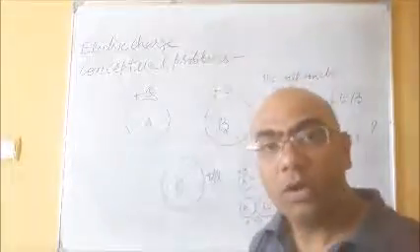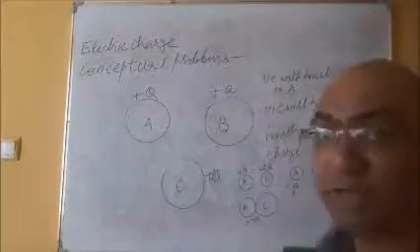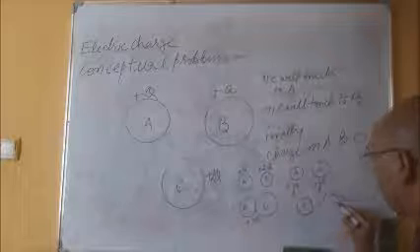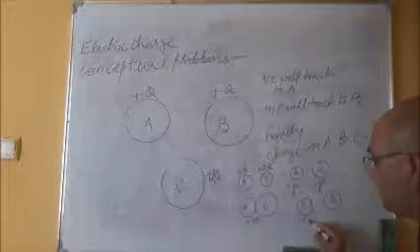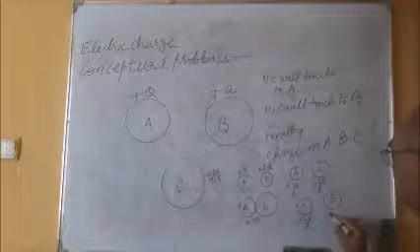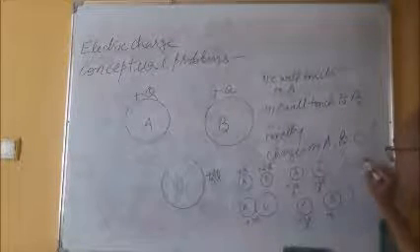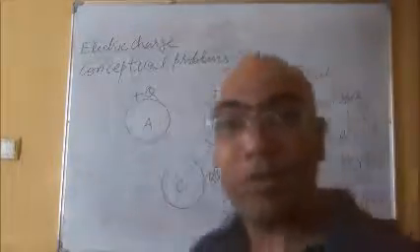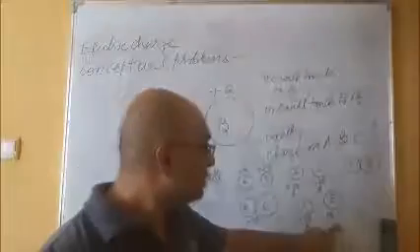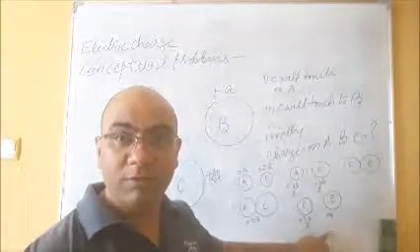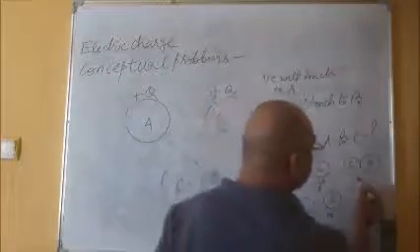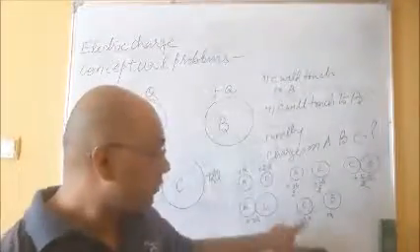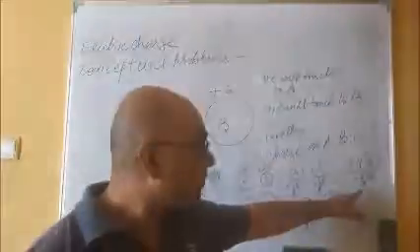Now the second point is, C will touch B. This is C and this is B. This has charge plus 3Q by 2, and this has charge plus Q. So when we touch them, what will happen? Plus 3Q by 2 plus Q, when we add, the total will be 5Q by 2. Is it okay? 3Q by 2 plus Q gives 5Q by 2.